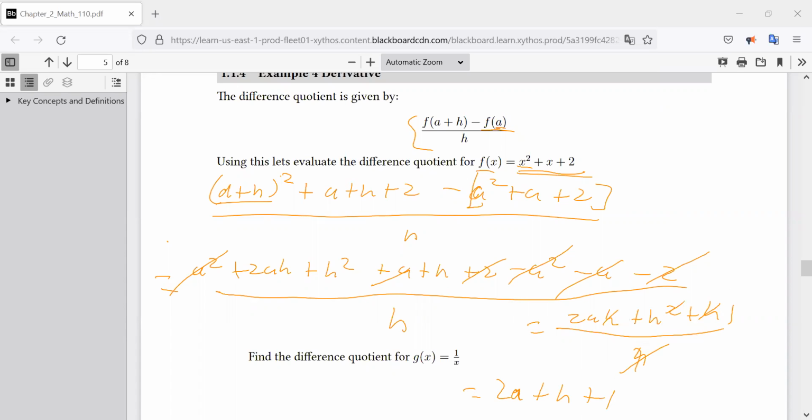Does that make sense to people? I think so. Yeah. So in case people didn't get what I did there, this right here is equal to 2a plus h plus 1 times h. And because it's over h, we just kind of canceled this. That's equivalent to how I did this right here. They mean the same thing. Does that make sense to people? I think it makes sense. Cool.